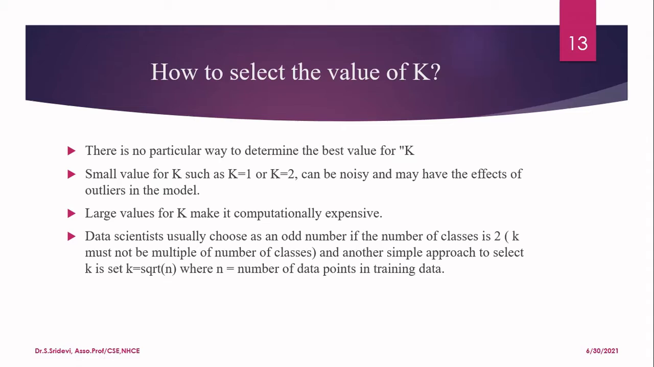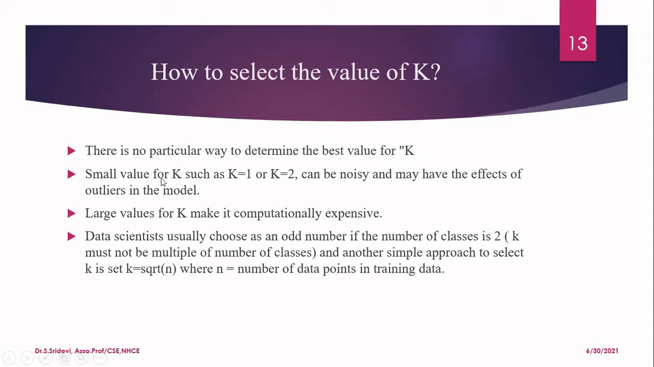Suppose the neighbors may be noisy. For example, instead of entering my value as 50, I can enter my value as 50,000. So my neighbor is noisy now. In that case, if I come to a conclusion based on that one neighbor, it may give a wrong value for my new test sample. Because of that, if you select small values of K, it can be noisy and may have the effects of outliers in the model. You know what an outlier is? Outliers are points that may have very high or very low values when compared to other points in the data set. They may also create a wrong effect on your prediction.